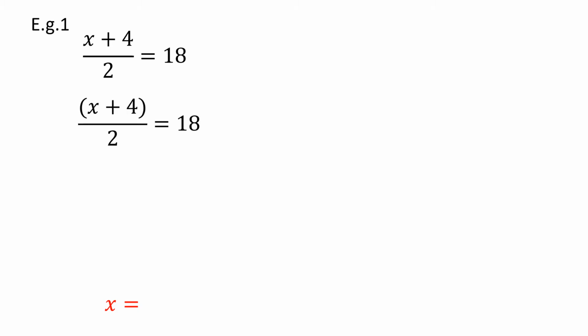If we imagine, by putting brackets around, that the x plus 4 is 1 unit and we divide it by 2, what's our first step in solving this equation? Have a think. Yep, you're right. We're going to multiply by 2 on both sides, which will give us x plus 4, that bit that was in the brackets, the imaginary brackets, is equal to 36. Now we can simply subtract the 4 from both sides, giving us x is equal to 32.